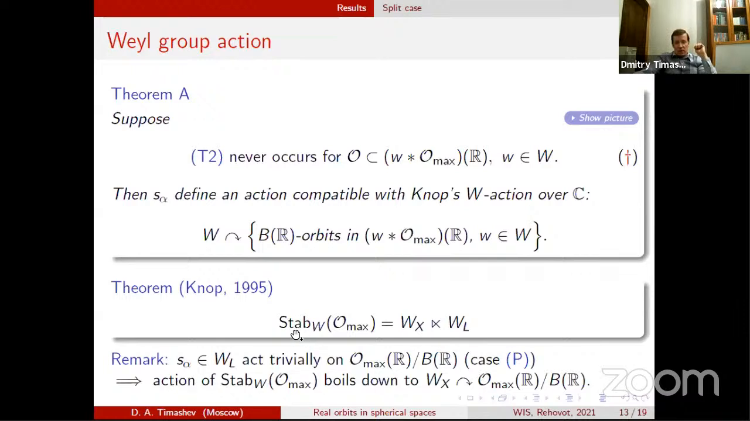Actually, we see that this stabilizer preserves the complex orbit O max, and since the action is compatible by this theorem, this stabilizer acts on the set of open real Borel orbits. And this action actually boils down to the action of the little Weyl group on this. So under this condition, we get an action of the little Weyl group on the set of open real Borel orbits.